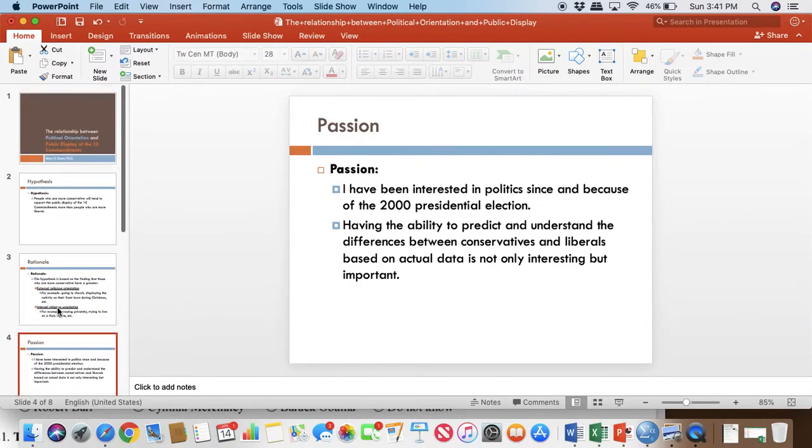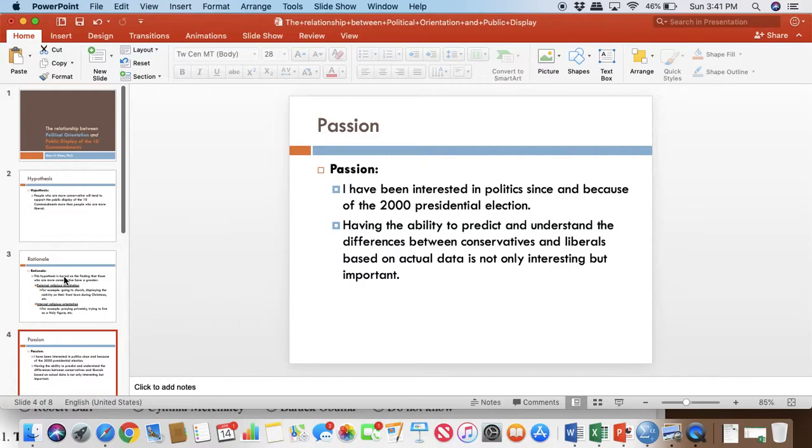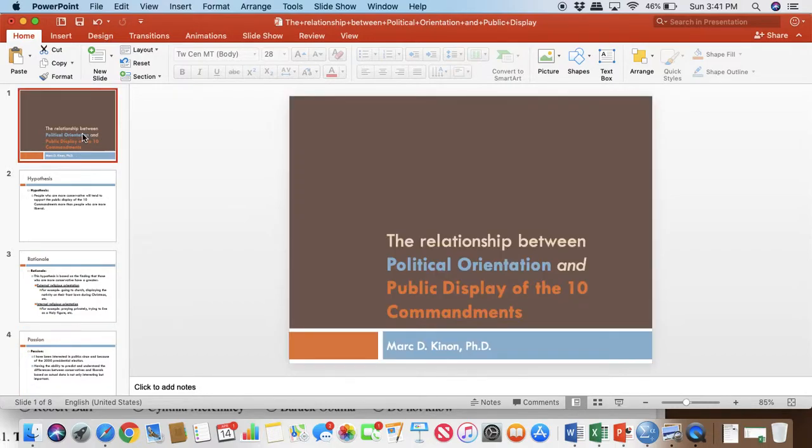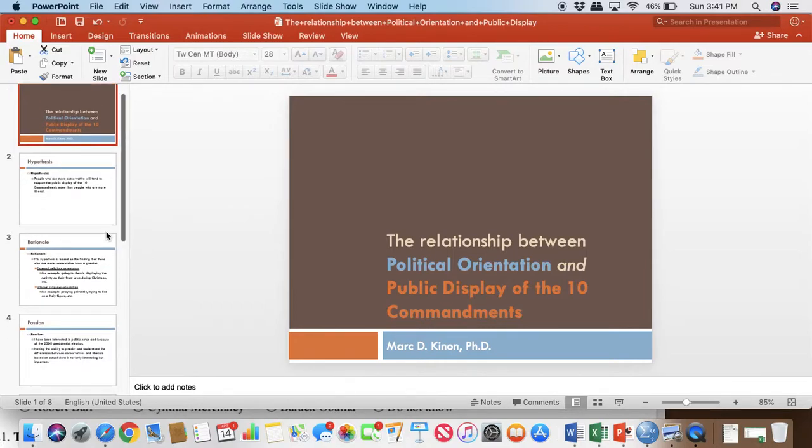So this is basically as far as you need to get for week 6, okay? The variable and analysis approval. So I want you to pick 2 variables using the survey in the SPSS file. I want you to create a title page that says, literally, you're examining the relationship between 2 variables. So it's going to say the relationship between political orientation and public display of the Ten Commandments.